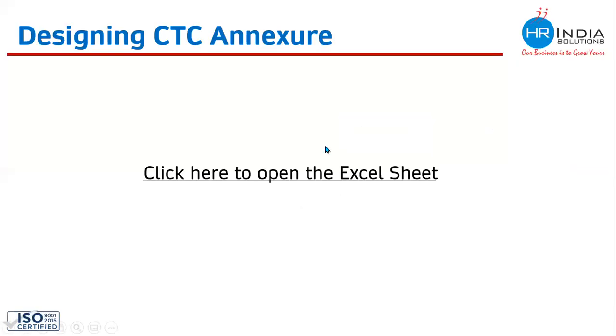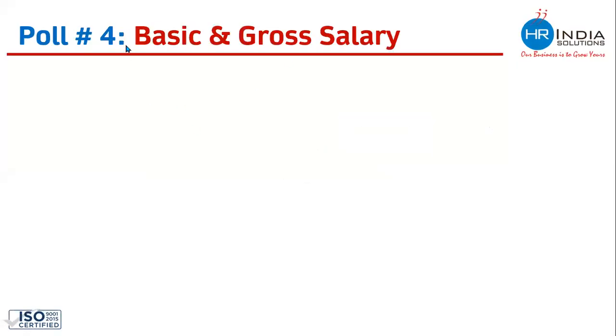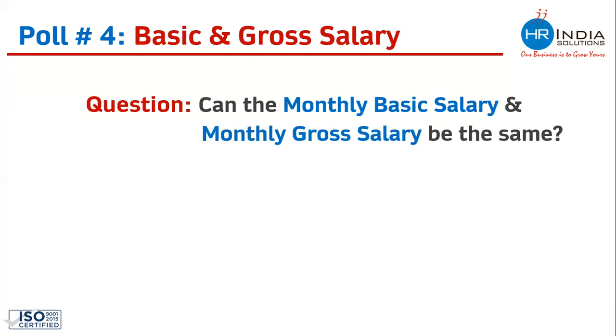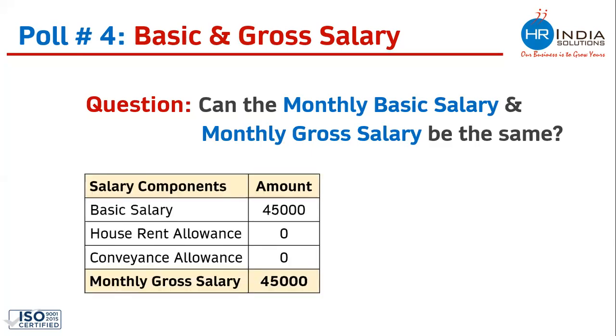Let me go back to my PPT. I hope I am back on my PPT. There is a question again, I just wanted to have your opinion. Can the monthly basic salary and the monthly gross salary be the same? Let me share two examples. There is a company which is giving an offer letter like this. They are mentioning basic salary is 45,000, HRA is 0, conveyance allowance is 0, and the total salary is 45,000. In this case, monthly gross and basic are the same.